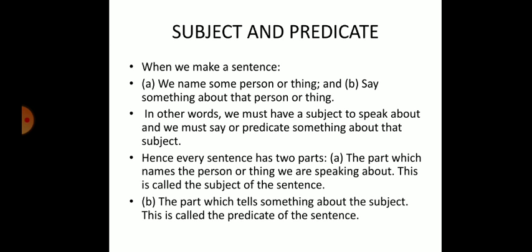So every sentence has two parts. The part which names the person or thing we are speaking about is called the subject of the sentence. The part which tells something about the subject is called the predicate of the sentence.